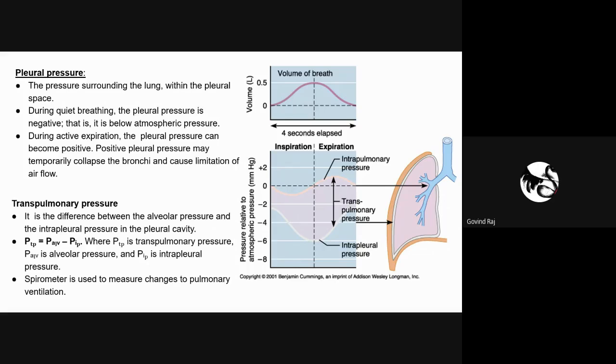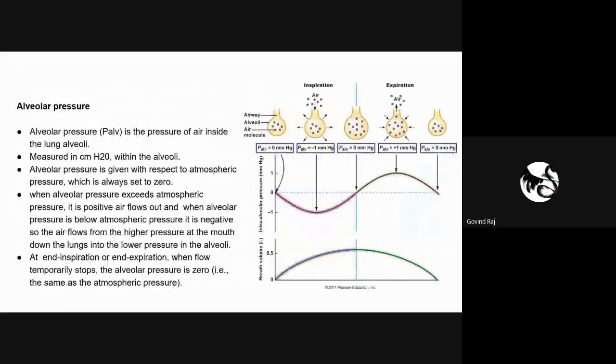Now what is transpulmonary pressure? Before going to that, we will look at what is alveolar pressure. Alveolar pressure is nothing but the pressure created by the air within the alveoli. So alveolar pressure is the pressure of air inside the lung alveoli. It is measured in terms of centimeter H2O within the alveoli, and the alveolar pressure is given with respect to the atmospheric pressure, as we said earlier, which is always set to 0.